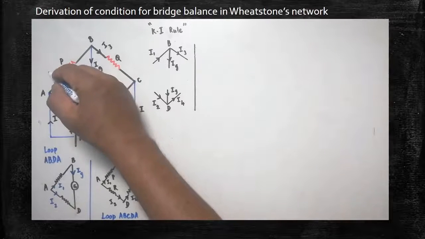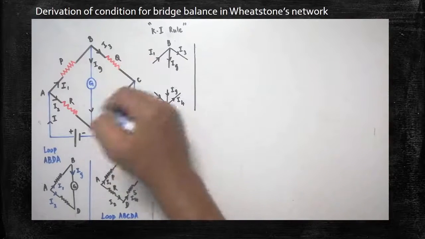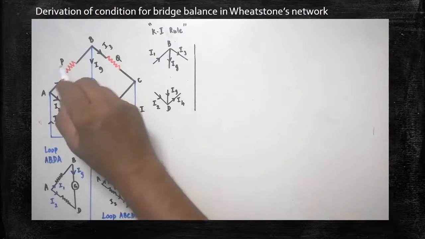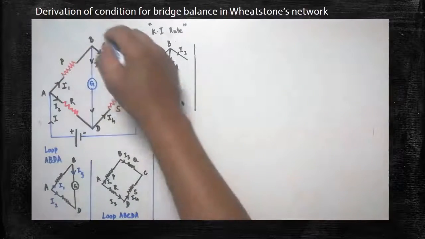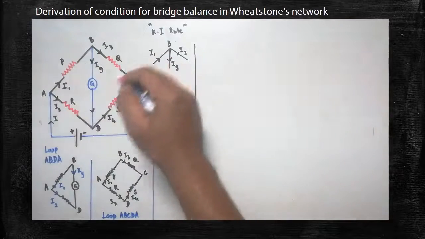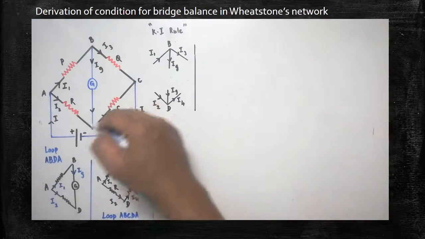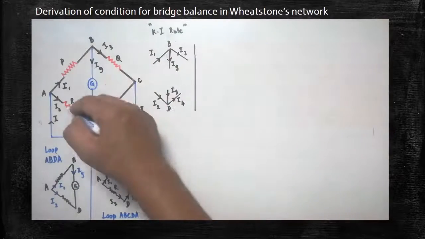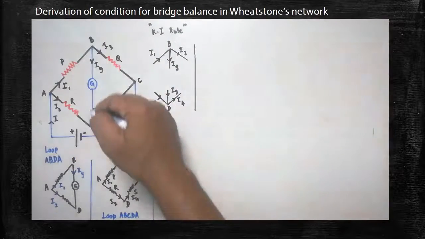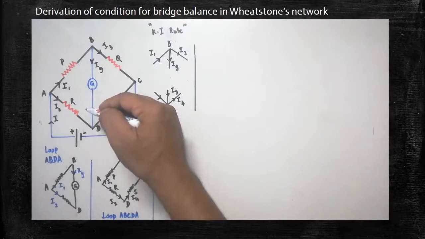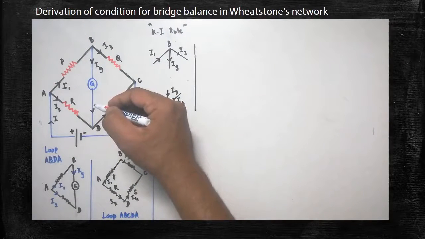Here, in the circuit, 4 resistances are connected in a specific fashion. This P and Q path acts like a path for the current. Another path is there, where the current passes through R and S. One path is here, another path is here. In between these two paths, this portion acts like a bridge. That's why this is called the Wheatstone network or Wheatstone bridge.